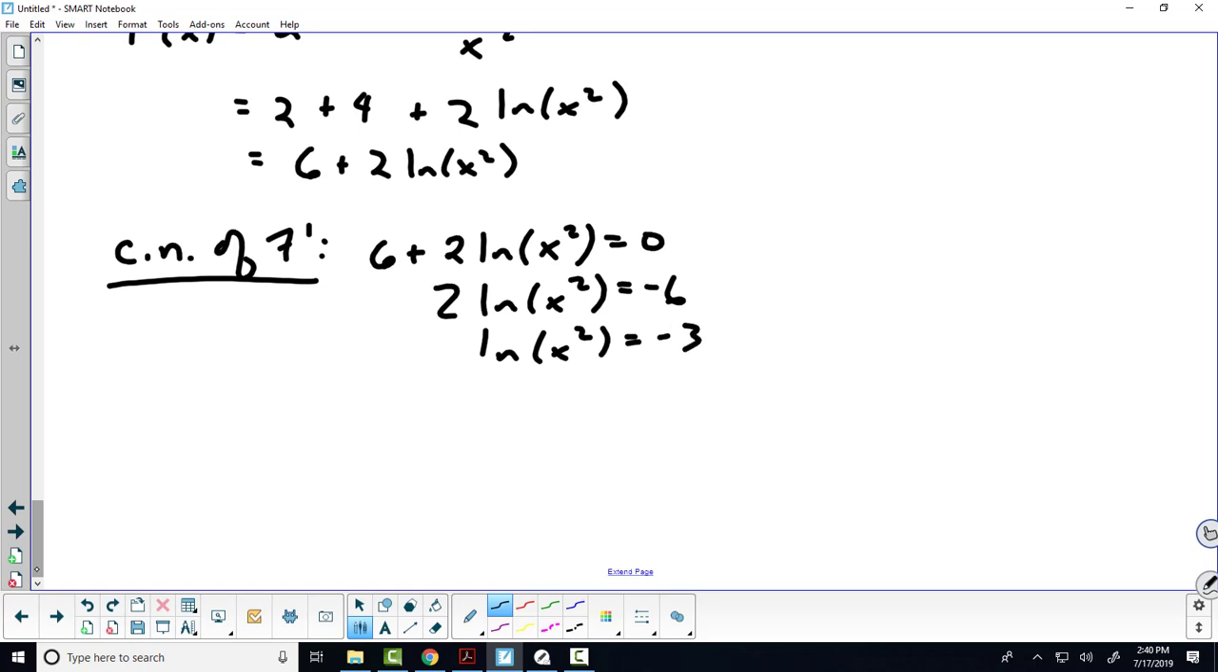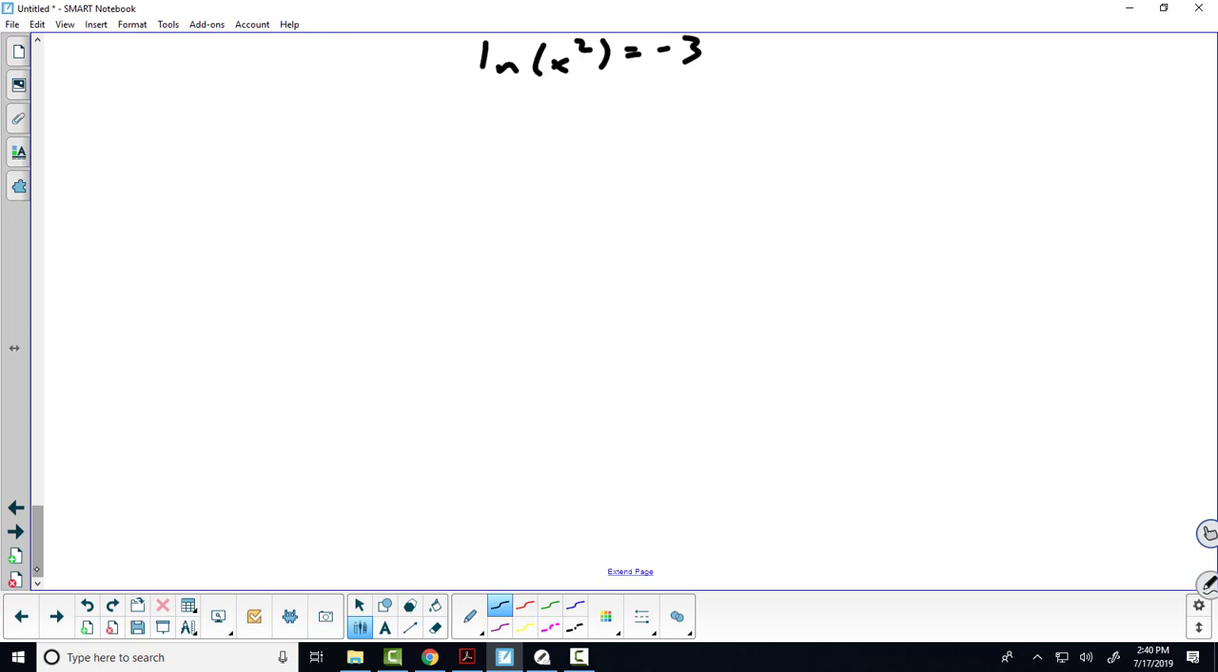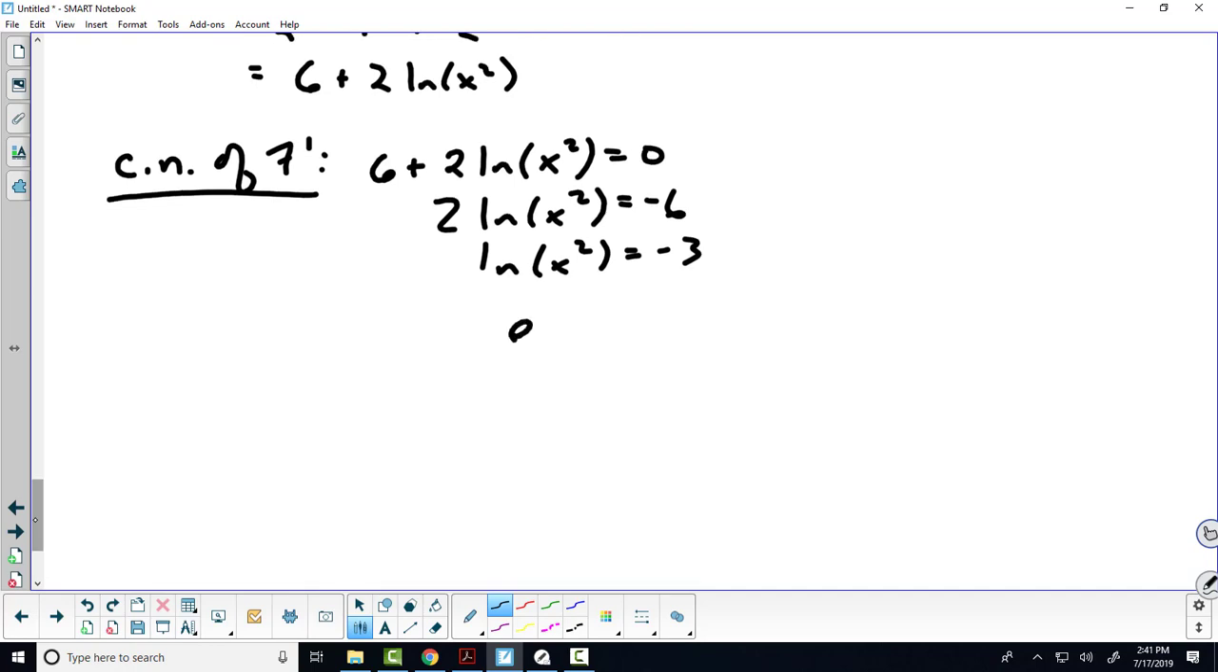I can't solve that in my head, so let's go ahead and rewrite it as its equivalent exponential statement. So what's its exponential statement? We would say that e to the minus 3 is equal to x squared, or plus or minus the square root of 1 over e cubed is equal to x, applying the square root method. Or what could we do? We could also say that x equals 1 over e to the 3/2, plus or minus.